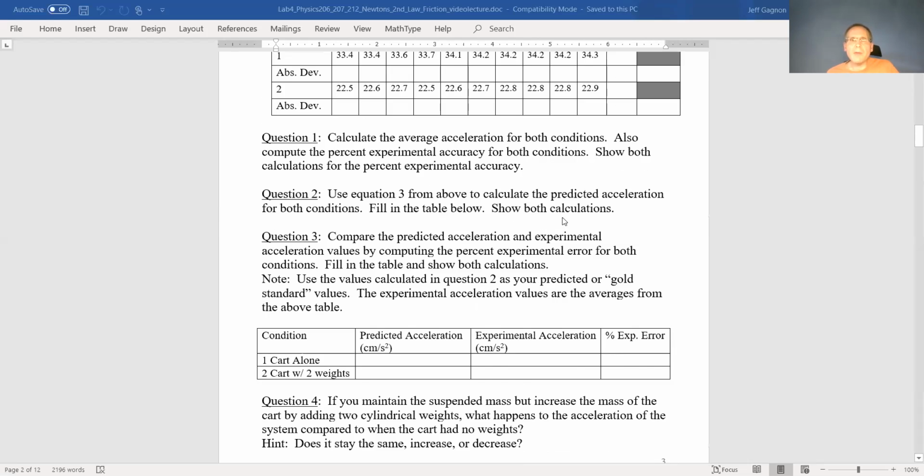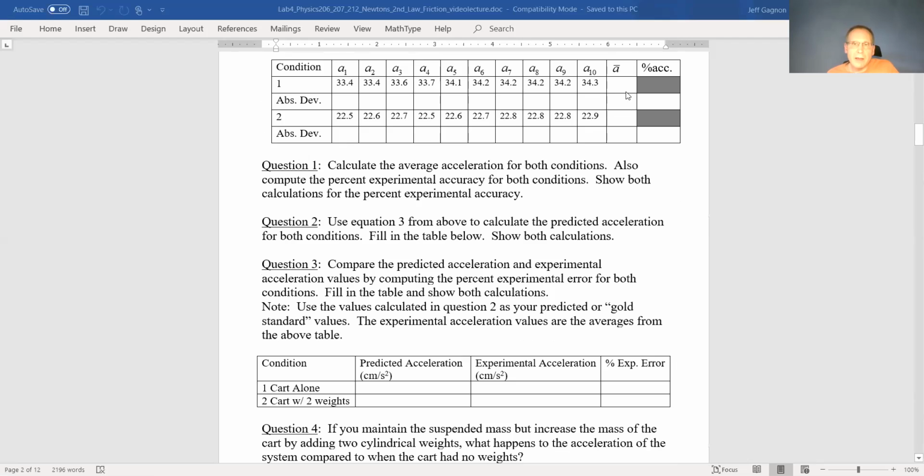Okay, once you have those, basically these two values right here from this table that you averaged are going to be your experimental accelerations for your two conditions. So you can just copy this value and that value into this table. The predicted accelerations are your theoretical accelerations that we got from that formula. So you're going to write those in here.